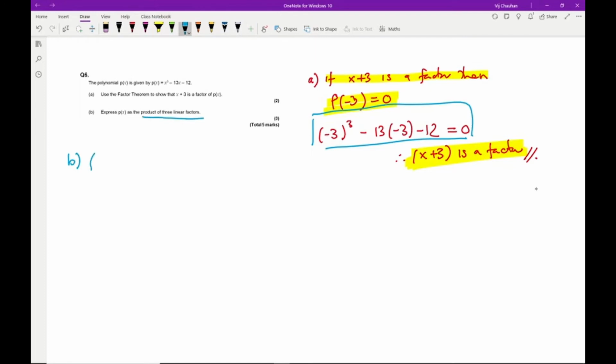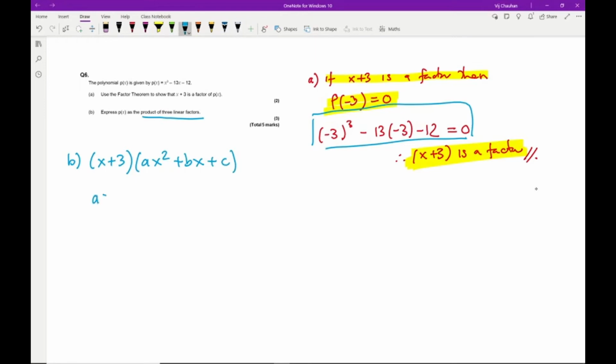So we've already found one factor, so we've got x plus 3, and we then need to find the second one. So I've got ax squared plus bx plus c. Now if you're not too sure how to do this, there is a video on my channel that shows you how to factorize polynomials. So again, what I'm going to do is expand the brackets.